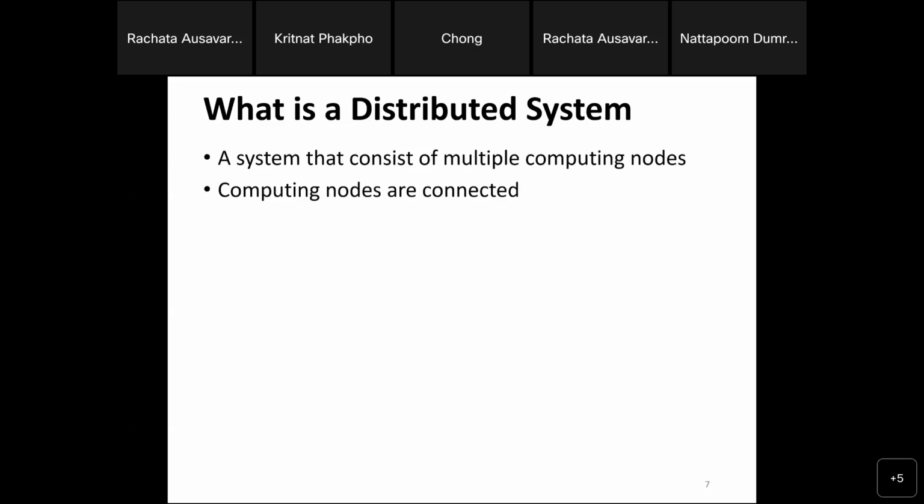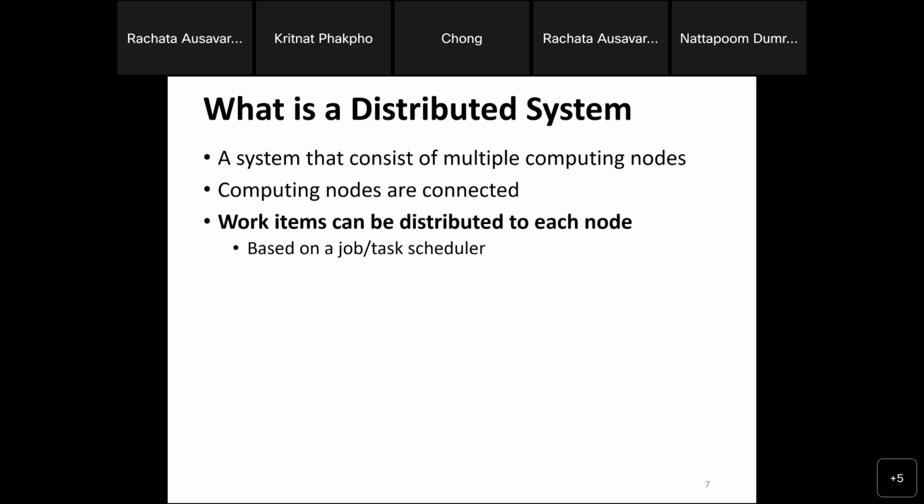Computing nodes in this case are connected, right? And as you've done already through like this work address and all these things, work items can be distributed to each node based on some kind of schedule. It can be in the OS, it can be in the system. In the case of distributed system, I mean, if you think about it, right? What if I rely on the OS to do a job scheduler for the entire system? What will be the challenge?